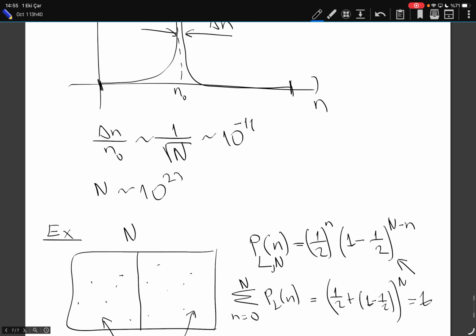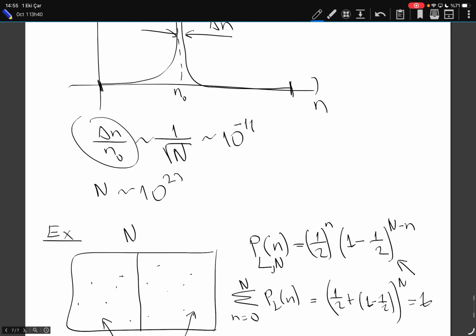You see, this will be the relative fluctuation. If capital N is, let's say, 2, 1 over square root of 2 is something like 0.7. The relative fluctuation will be 70%. So, of course, you will observe fluctuations. But if N is Avogadro's number, there's no way you will observe any fluctuation.